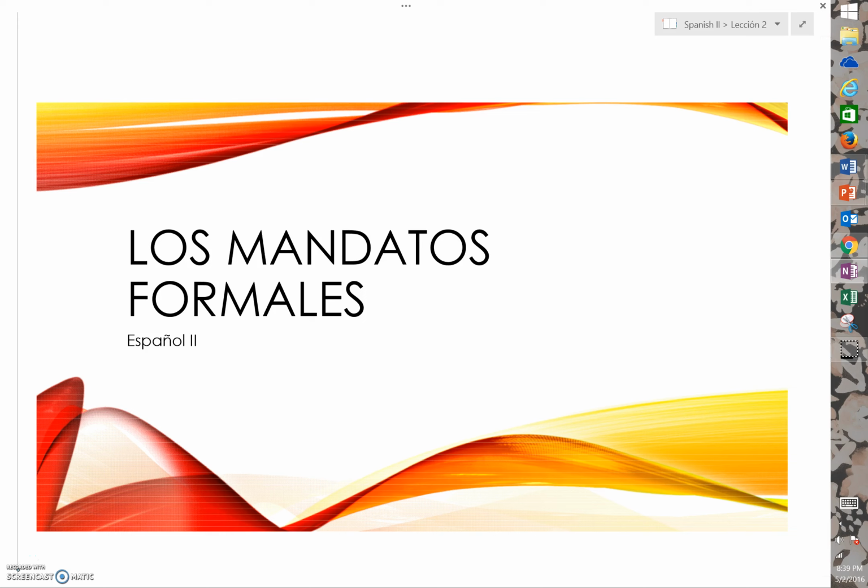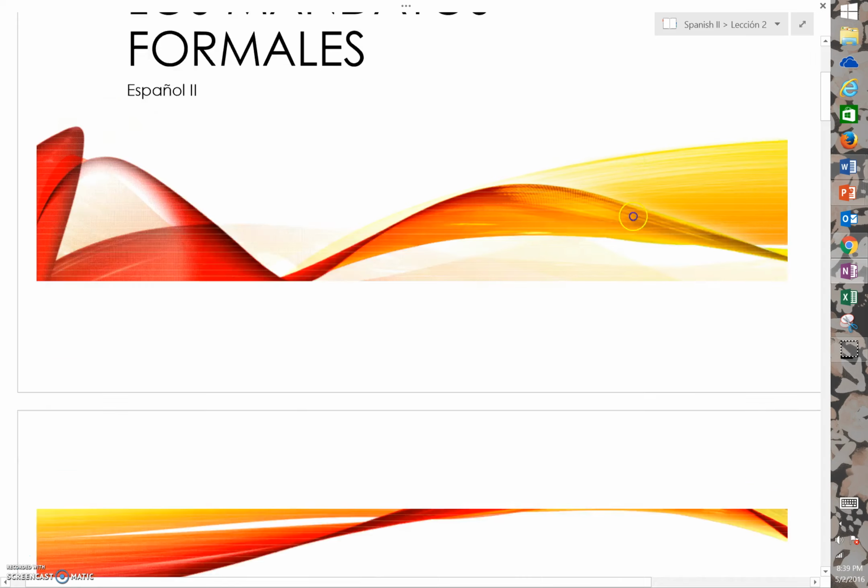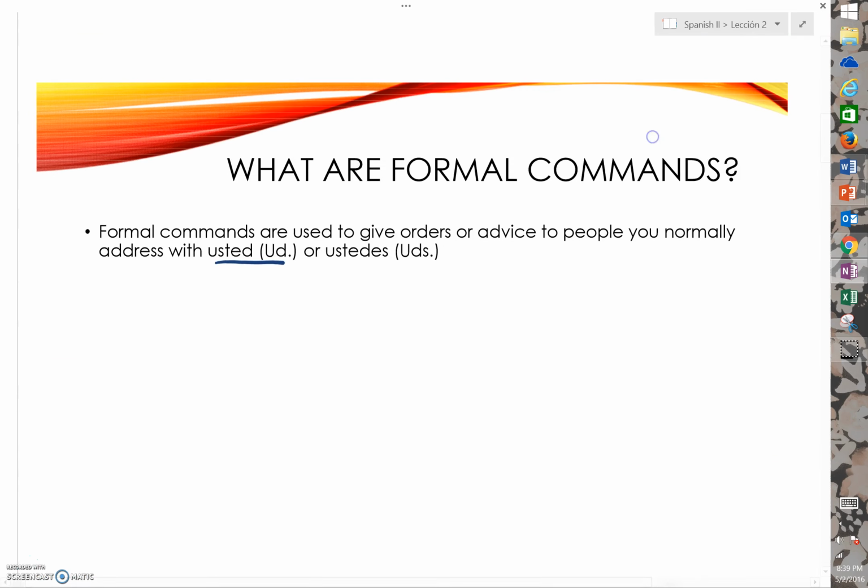The past week or so we've been talking about familiar commands, which we have called tú commands. This week we're going to start talking about los mandatos formales, or formal commands. Formal commands are used to give orders or advice to people we would normally address with usted or ustedes. Today we are only going to focus on the usted commands. We're going to start with the affirmative commands, and then we'll deal with negatives.